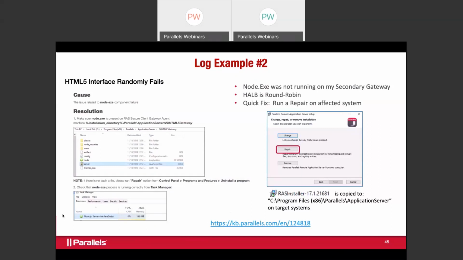So to do a quick fix, I simply just ran a repair on the affected system. I ran the RAS installer, it popped up, it gave me the option to do repair. And by the way, you don't have to hunt around to find that RAS installer. We copy it to a target, right? This was gateway 2. I pushed the gateway 2 on the local, on that secondary gateway, and it ran it from there. So it wasn't having to push all that data across the network. And so I just went into C program files x86, parallels, application server on my target system, and there's the installer. Run that, run a repair, and it fixed the issue.